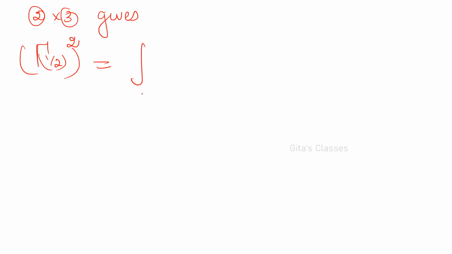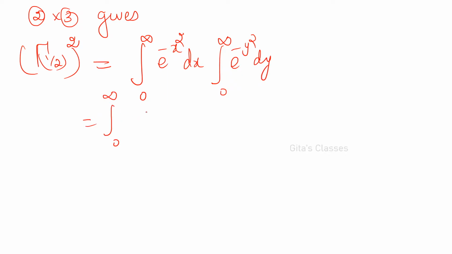Just multiply 2 and 3. 2 into 3 gives, in the left hand side, both are gamma of 1 by 2 into gamma of 1 by 2, so the whole squared. So integral 0 to infinity e power minus x squared dx, integral 0 to infinity e power minus y squared dy. So I can write this as integral 0 to infinity e power minus of (x squared plus y squared) dx dy. Already in the previous class on the relation between beta and gamma functions, I have explained how to evaluate this by transforming this to polar coordinates.